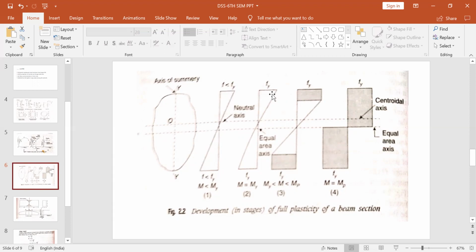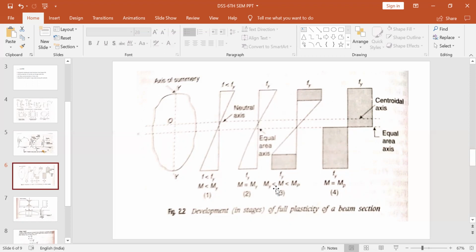At the yielding stage, see here, again, somewhat of a bend is there in the curve, a little bit, when it reaches the yielding stage. That is, the moment is the yielding moment. This moment is less than the yielding moment. When this moment becomes equal to the yielding moment, your stress will reach the yield stress Fy. Both the extreme fibers will reach the yield stress Fy. Now, still it is linear.